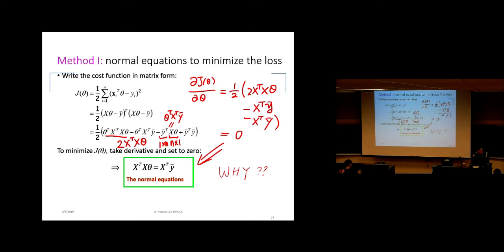And this is called the normal equation. And then you just solve it. So how do you solve this? It's a linear equation. X transpose x theta equals x transpose y bar. We can just put the x transpose y to the right. That's how you solve it. And this is our solution.